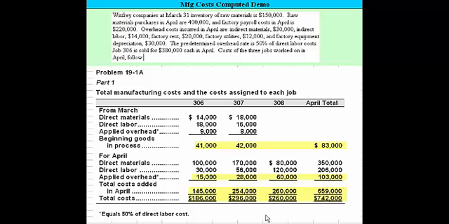Okay, that's a real brief demonstration of what logic is involved in calculating total manufacturing costs and how we assign costs to each job in a job order costing environment.